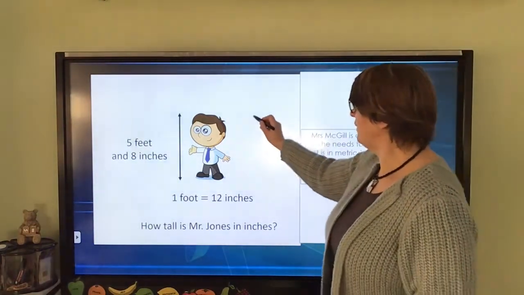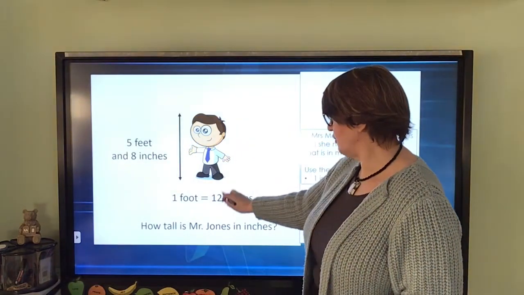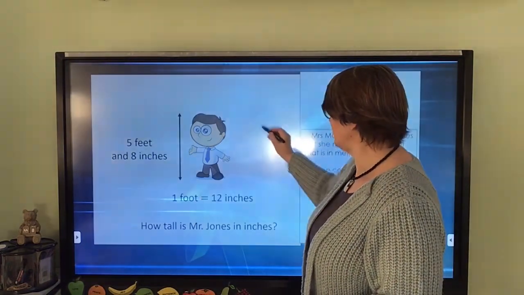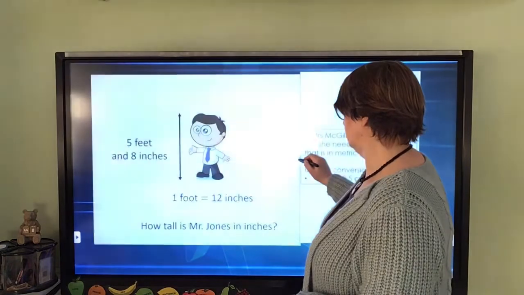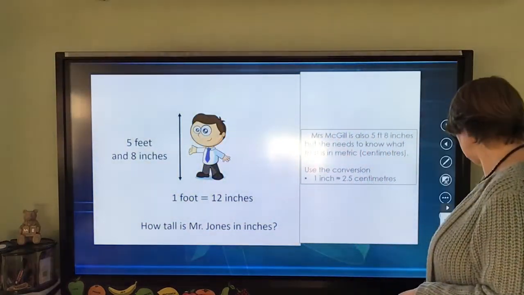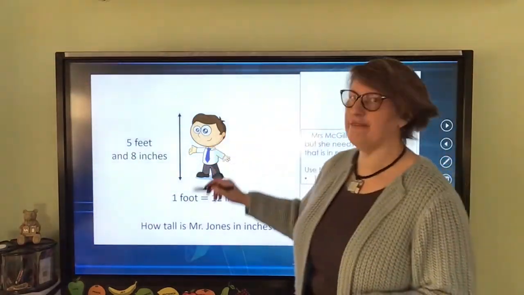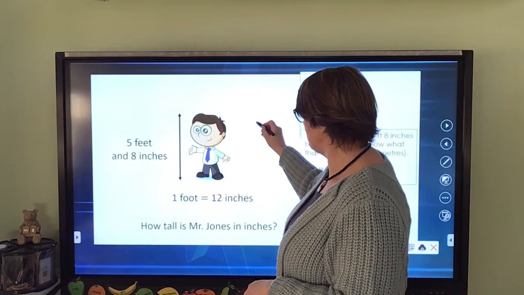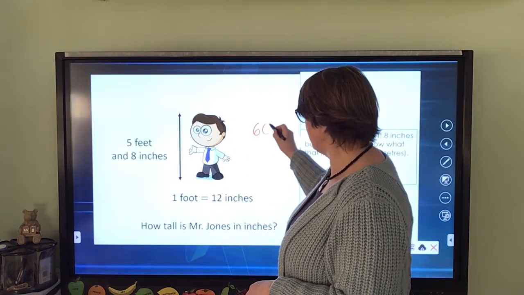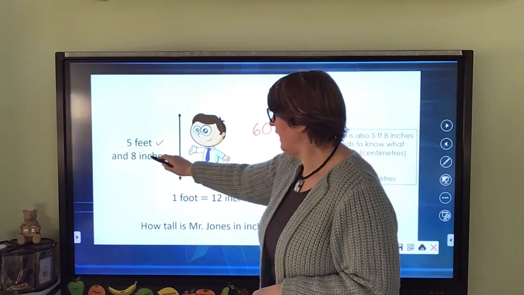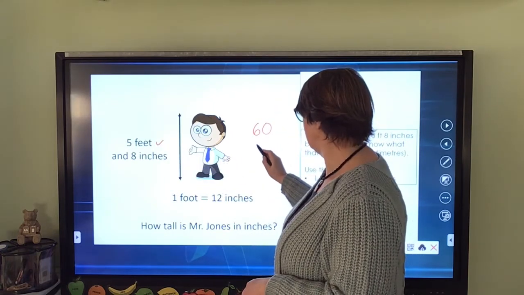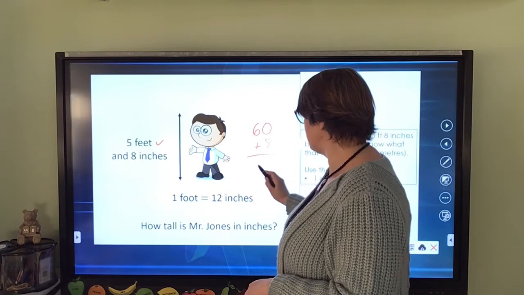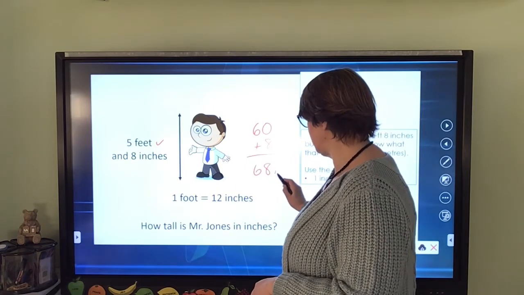So we know that 5 feet is 5 times 12, so 5 times 12 is 60. So that's the 5 feet bit we've done, and then plus the 8 inches. So we know that in inches we're talking about 68 inches.